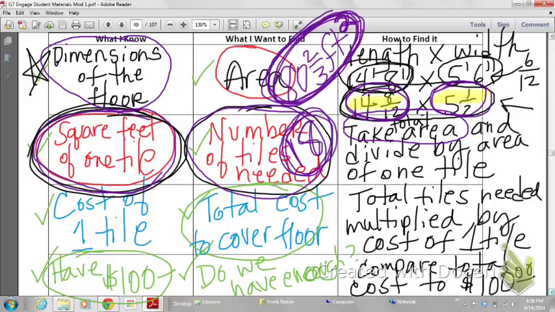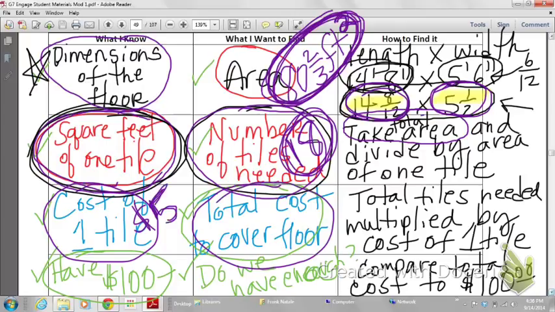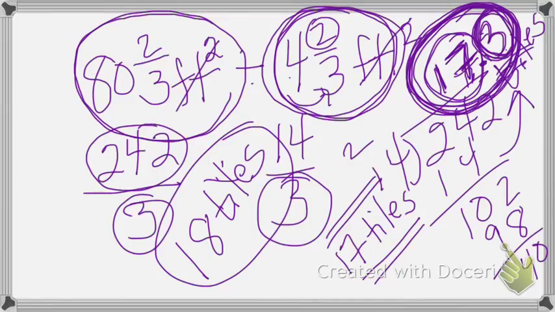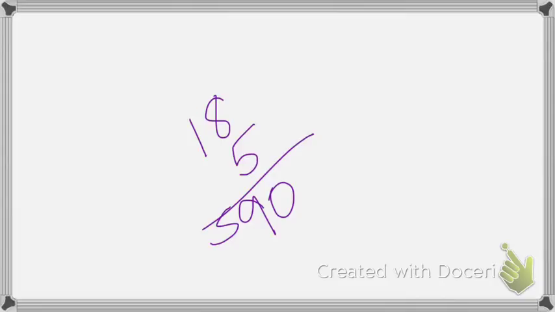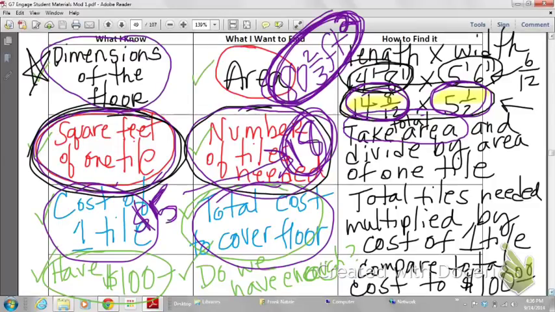Okay, now our next bit of information is we knew the cost of one tile, and that cost of one tile was $5. Okay. Now from that we can find out the total cost to cover the floor because we can just multiply our $5 per tile times the 18 tiles we need to purchase. Erase all that. 18 tiles times the 5. Okay, and we have $90. Okay, so our total cost is going to be $90. This is looking good, huh?